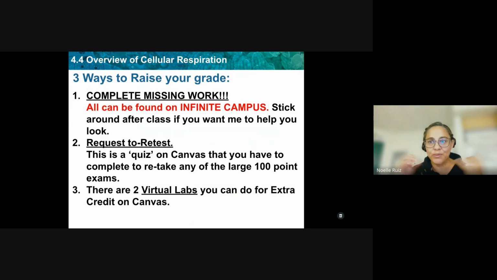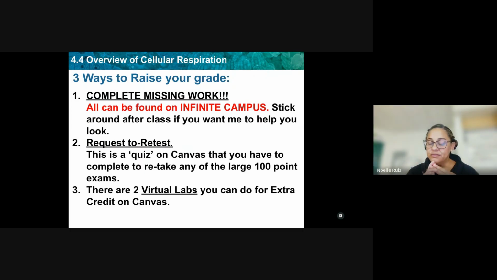There are 3 easy ways. First one is to complete your missing work. If you need help finding your missing work, I can help you look on your Infinite Campus, but all your missing work is going to be on Infinite Campus. I've been harping on you the last 2 weeks that your grades are found on Infinite Campus, not on Canvas. So if you need help, stick around after class and we can look for your missing work together. You can also email me and I can send you a list.